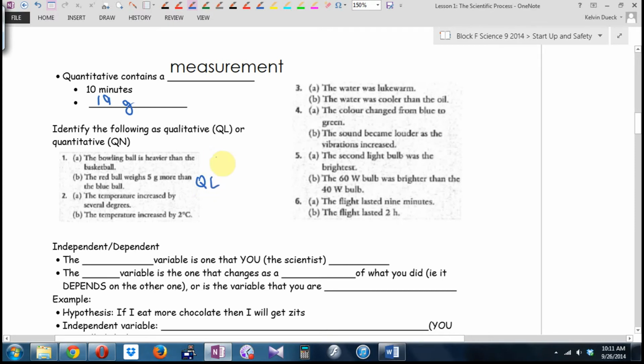And this one, sorry, I wrote it wrong. This one's quantitative, you said. This one's heavier, I can feel that, but how much, don't know.